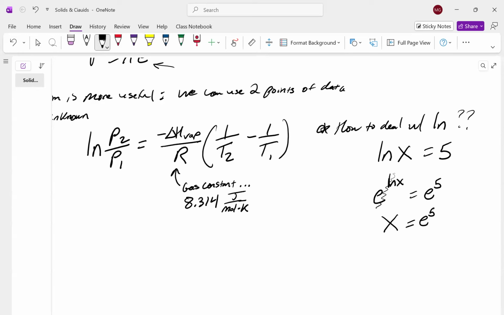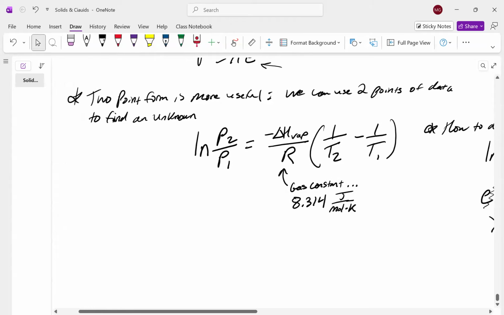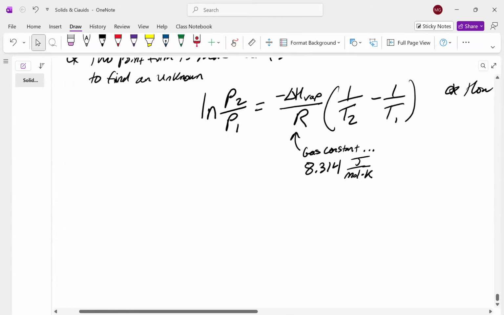And so maybe practice this: find the e key, try this operation, e to the fifth power. It's about a value of 148. So that's how we get rid of natural logs. You're going to have to do that in the use of this equation. So let's go to an actual problem here.